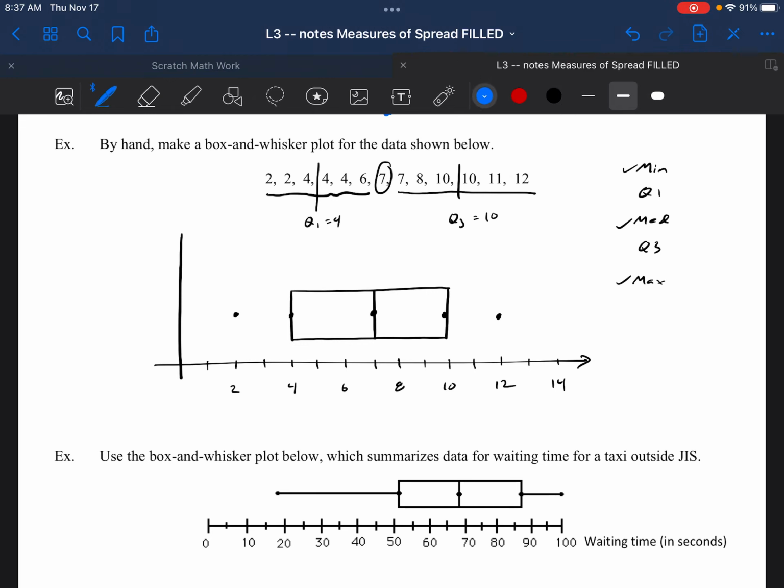And then if you really want, you can label these just to be totally clear. This is 4, this is 7, this is 10. This is 2, and this is 12. Well, what have I forgotten? I made the box plot. I still need to do the whiskers, right? So all we do for the whiskers is we just connect.